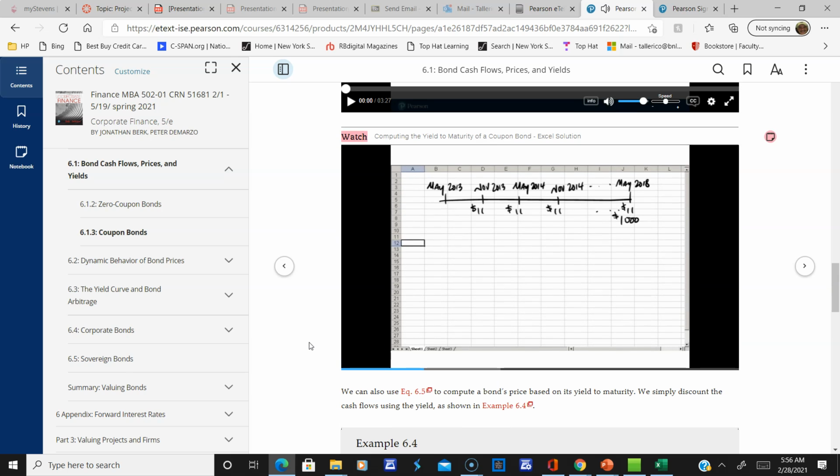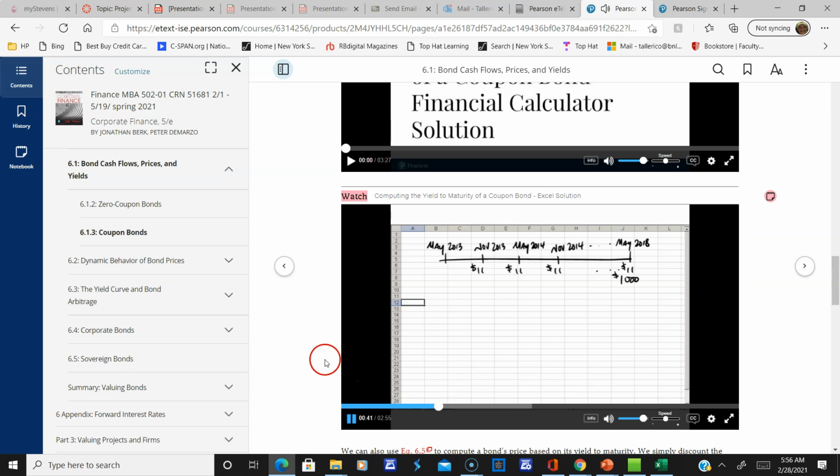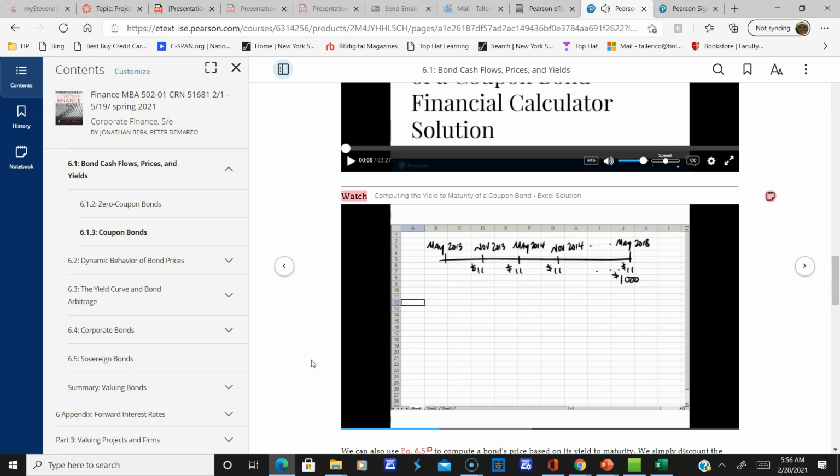It has a built-in function for doing this, the rate function. I've redrawn the cash flows of the bond here on top of the Excel spreadsheet. They're $11 coupons paid every 6 months for 5 years, so that's a total of 10 6-month periods over 5 years, and a $1,000 par payment at the end. So we're going to use the rate function in Excel. I'm just going to type equals to let it know we're computing something, rate, and as soon as I hit parentheses, it knows I'm using the rate function. It pops up its handy reminder of what it's looking for.